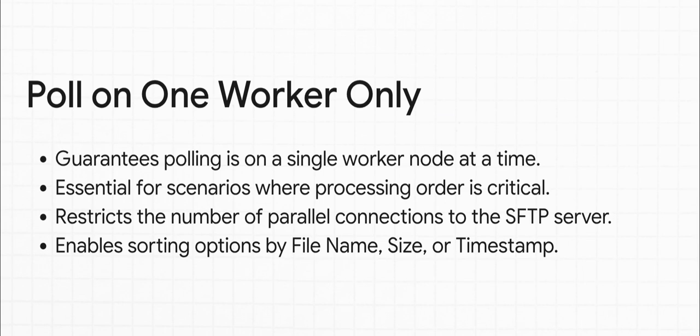Ticking this box tells the entire cluster of servers to basically elect a leader. Only that one single process is allowed to check for files at a time. This guarantees sequential processing, and it also unlocks the sorting options, which lets you enforce the processing order by name, size, or date. This is the absolute key to reliable in-order file processing.